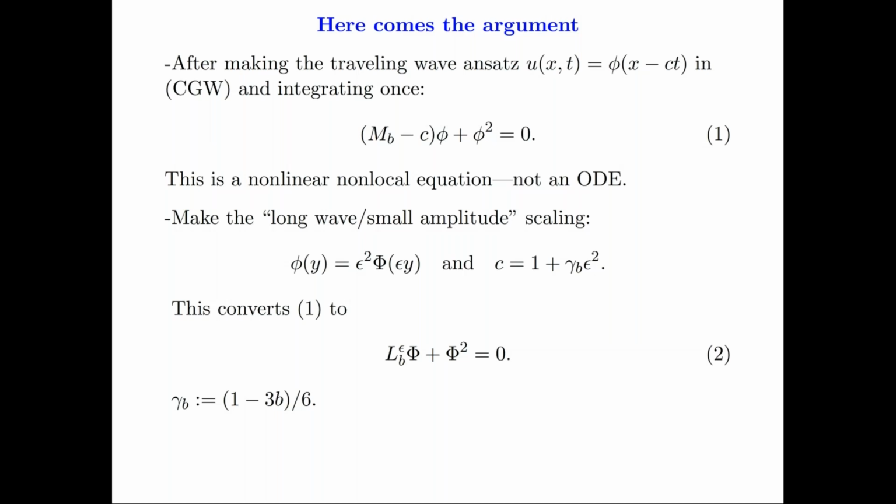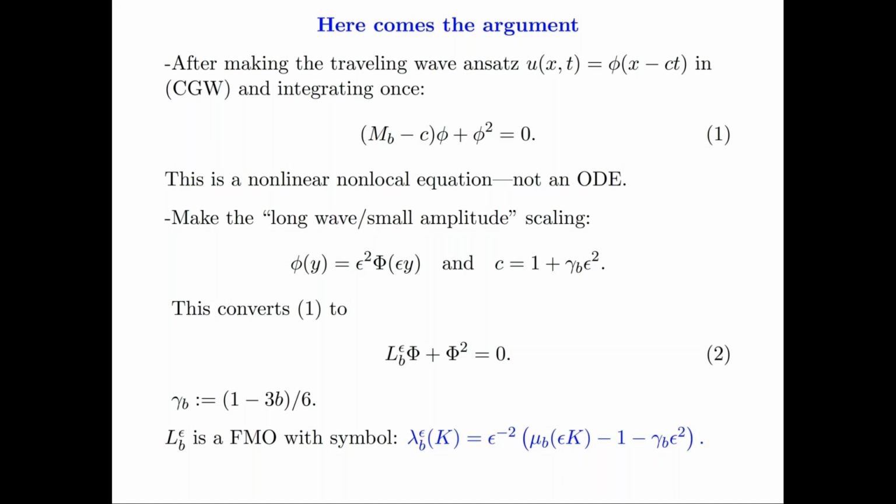So I've got some linear operator L epsilon b, I'll tell you what it is in a minute, plus phi squared equals 0. L epsilon b is a Fourier multiplier, and it's just got this symbol right here. It's not so exciting. You can see that it's just made out of mu sub b, that was the multiplier before the scaling, with some epsilon stuffed in it and a couple other things stuck around.